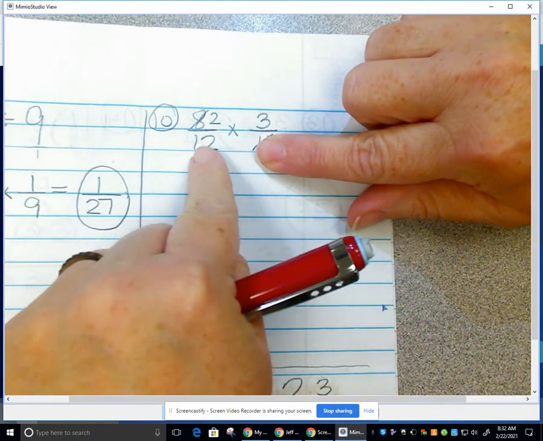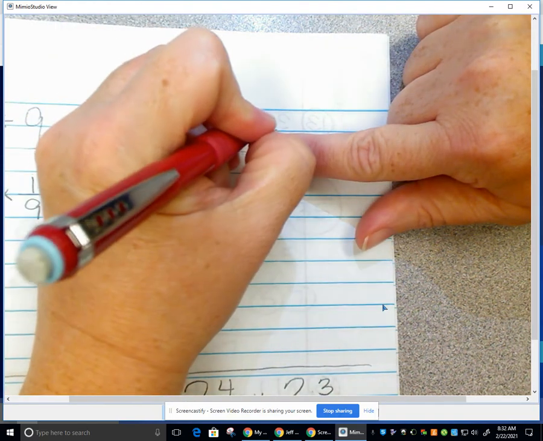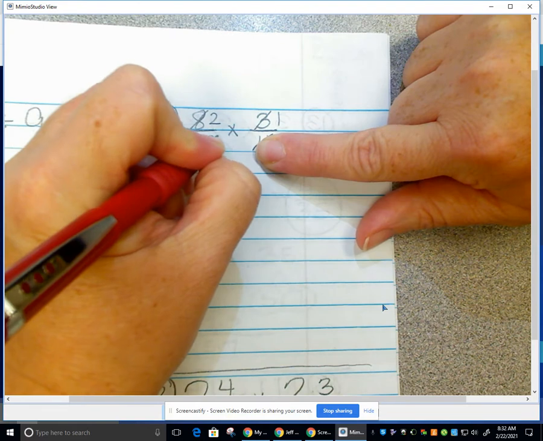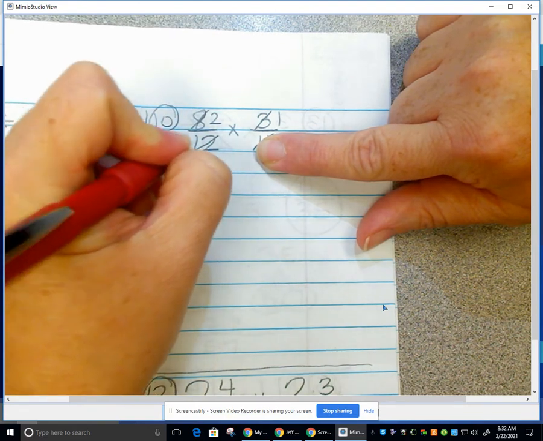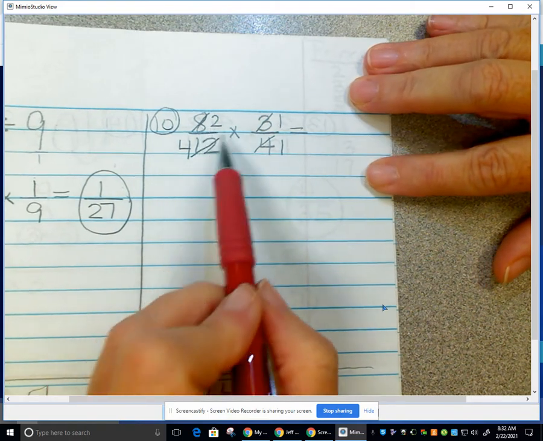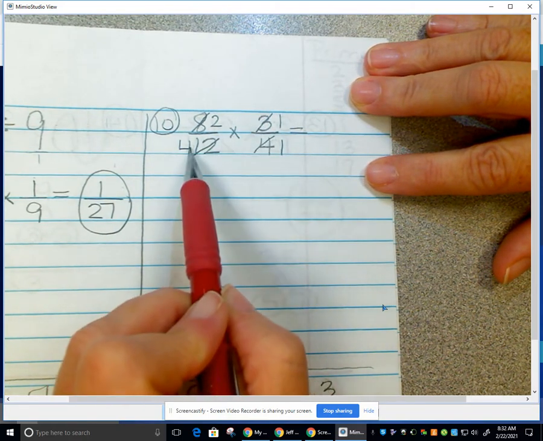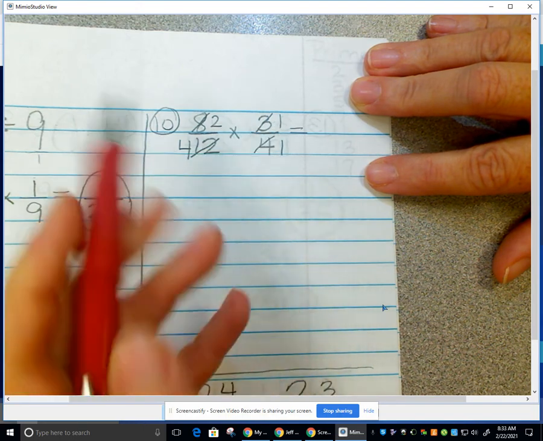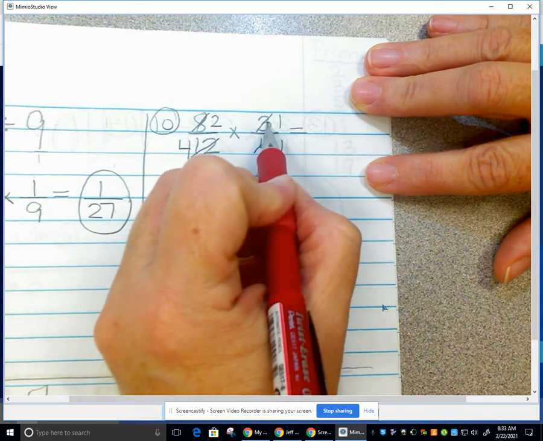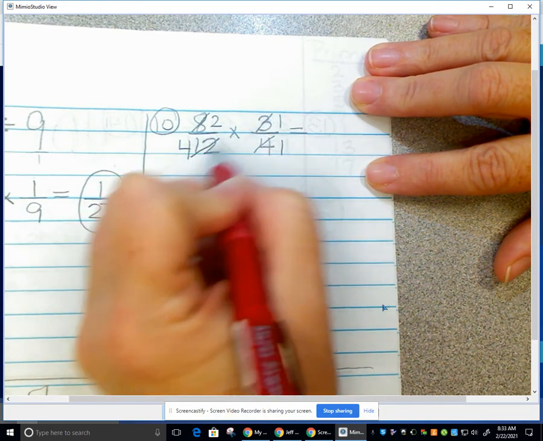Now I've got 3 and 12. I can use 3 and divide 3 into both of these. 3 will go into 3 one time. 3 will go into 12 4 times. Now I can multiply what I have. Remember, when you're doing cross-canceling, some people do one number and not the other. You've got to do them both, both of them that are diagonally across from each other.